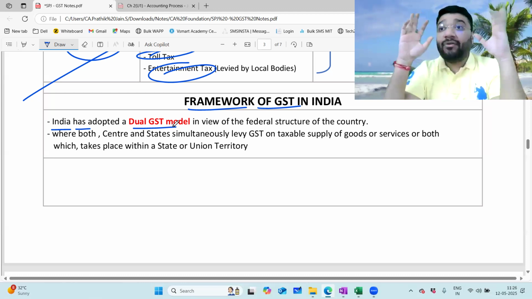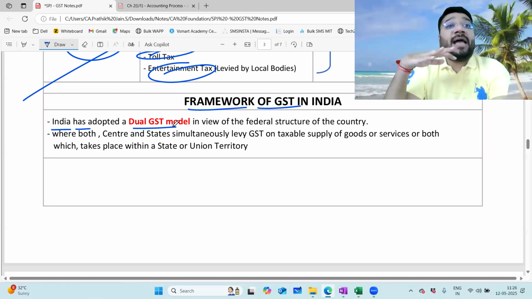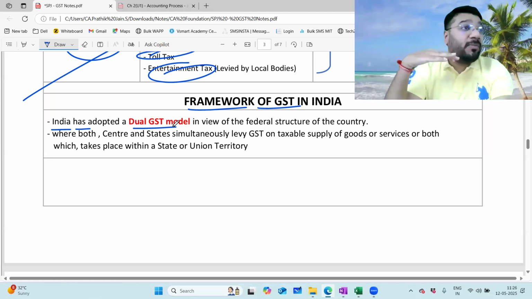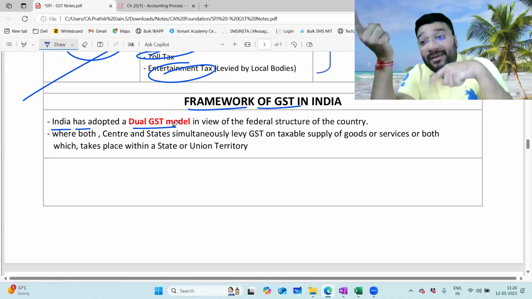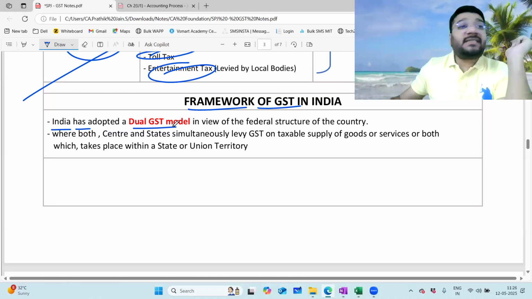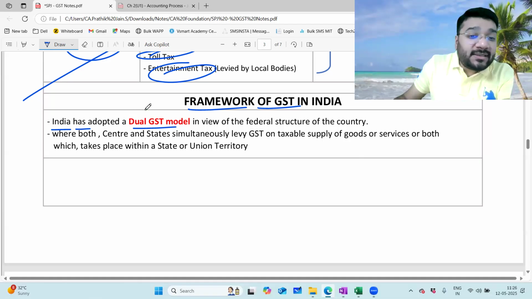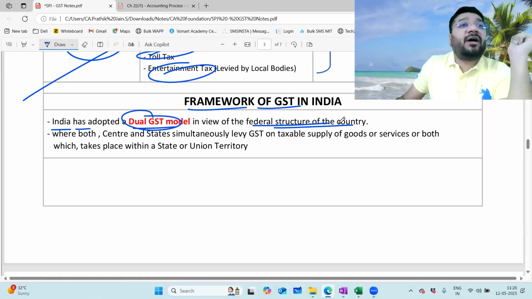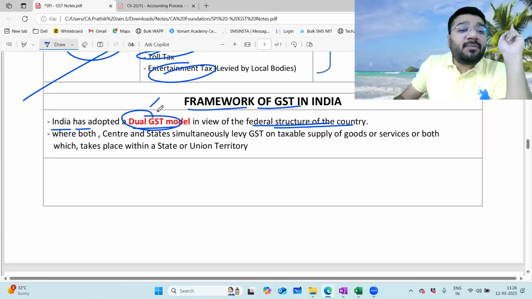Since we have dual government, we now have to pay taxes to both the central government and the state government. Since we are paying GST to both central and state government, what model of GST have we adopted? Dual GST model. Because in our federal structure, we have two governments. One is the central government and one is the state government. Since the GST model is what?